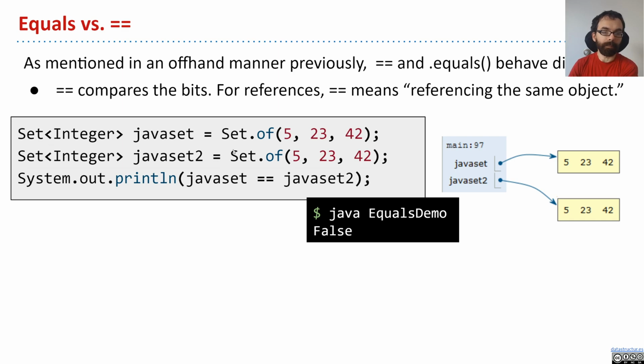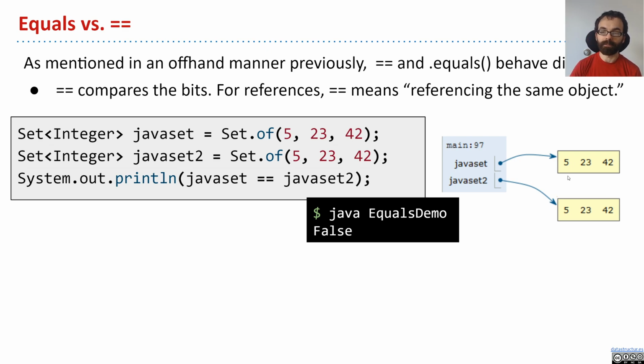As an example, suppose we create two sets, one that has 5, 23, and 42, and another set that has 5, 23, and 42. If I check equal equals between JavaSet and JavaSet2, I get back false. The reason is that these two memory boxes do not contain the same bits. These are not the same arrow. They do not point at the same object. All three of those sentences are equivalent. So equal equals doesn't give you true here.